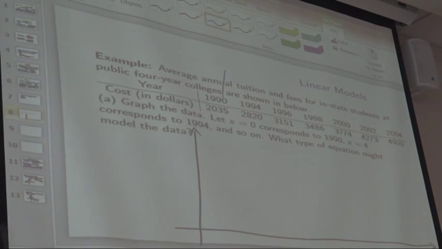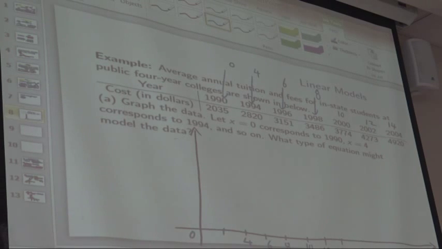So we have 0, and this is 4, 6, 8, 10, 12, and 14. We skip up by 2, so 0, 2, 4, 6, 8, 10, 12, and 14. And that is the x value, or the year.